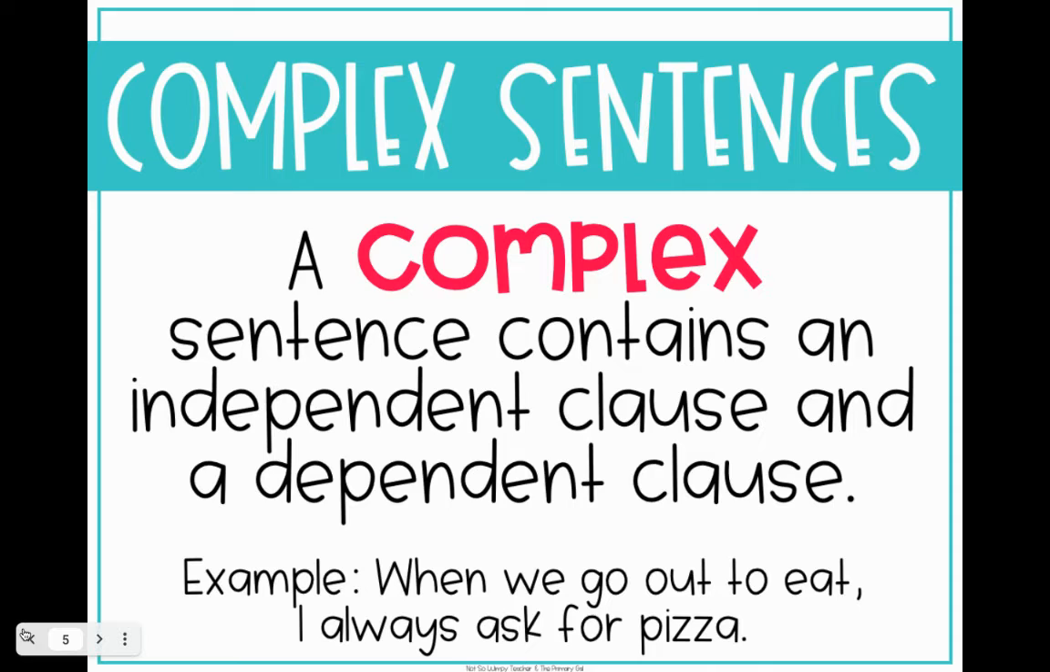A complex sentence contains an independent clause and a dependent clause. A dependent clause cannot stand by itself, it is not a complete sentence. The example: when we go out to eat, I always ask for pizza. This statement right here, I always ask for pizza, is an independent clause. It is a complete sentence. When we go out to eat is a dependent clause. It's missing something, it's not a complete thought.